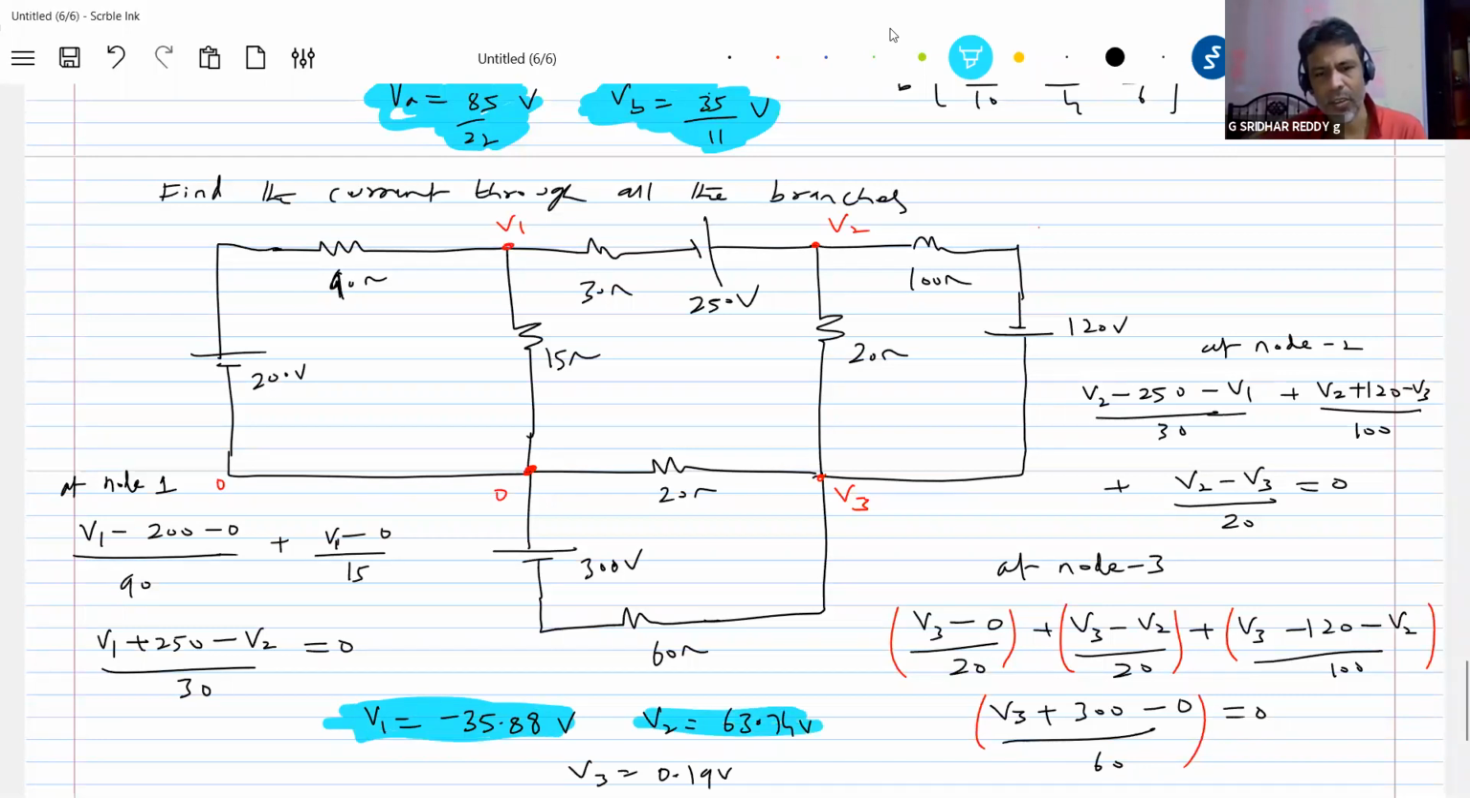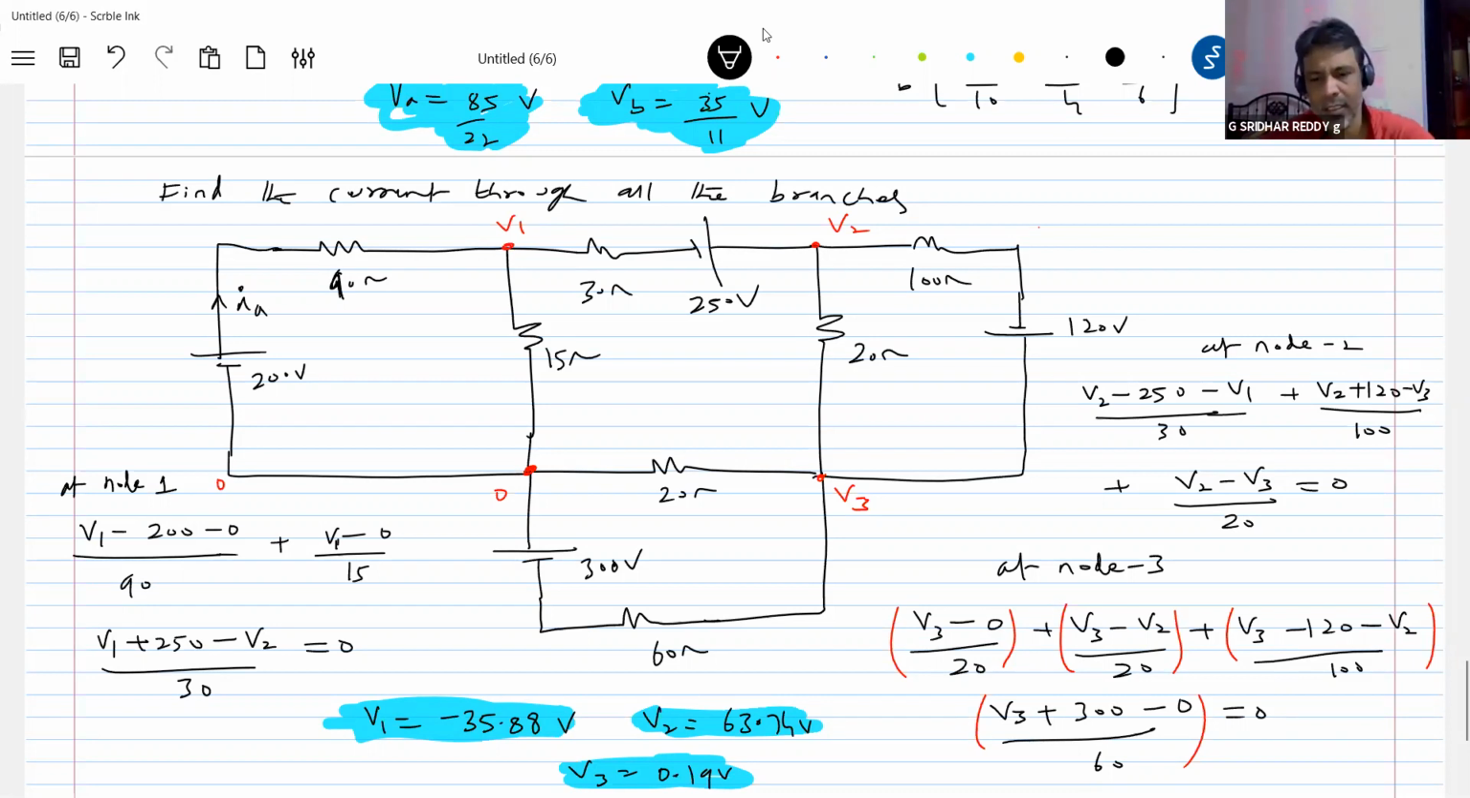Then if you want to find the current through any branch, you should take help of that negative sign. Suppose, let's do one thing. We'll find the current through this branch. So just start like this. Let this be I1, IA, I'll call it. How to calculate that IA? We know the potential. This is 0 volt. This is V1.